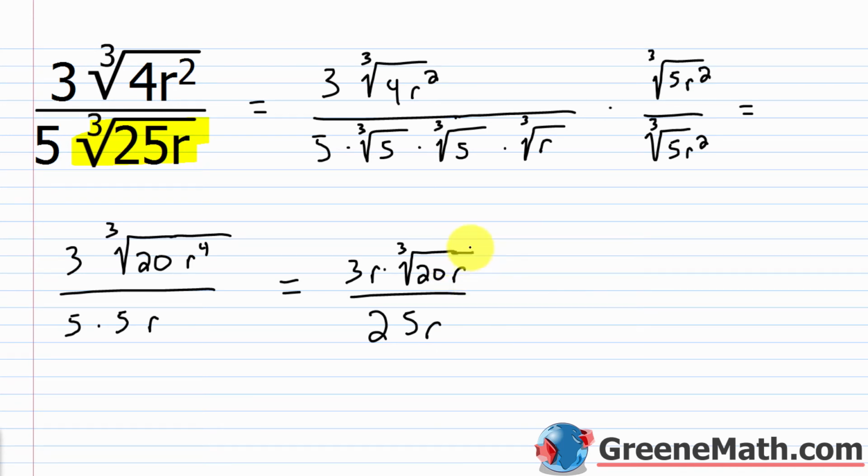Now, before I conclude my problem, this is multiplication here, so I don't need to factor anything. I can just cancel, right? I can cancel common factors. This r with this r, and end up with 3 times the cube root of 20r over 25.